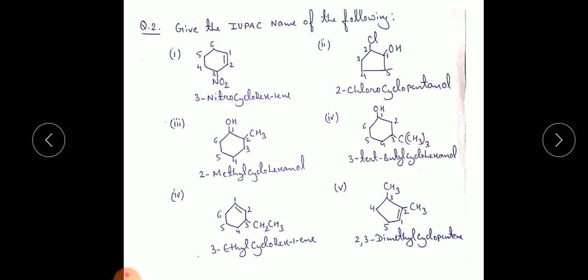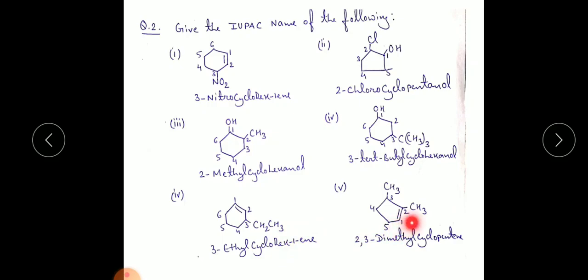Then after that, number 4 we have got this compound. Once again you can number in this way: 1 2 3 4 5 6, or you can give this as 1 2 3 like that. So the name of this will be 3-ethyl. At 3 we have got ethyl, cyclohex-1-ene.